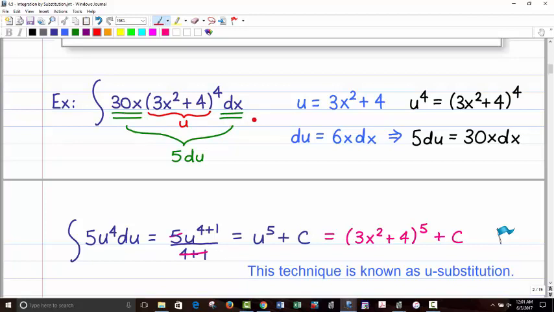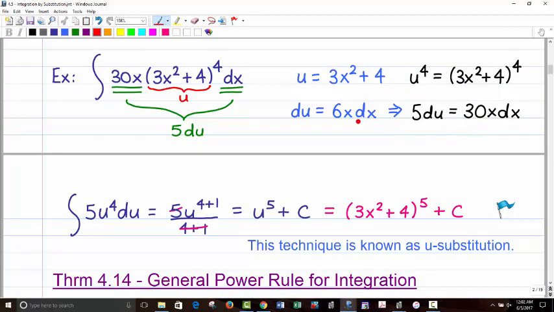So you could rewrite this if you wanted to and put the 30x there at the end with the dx. Remember, with antiderivatives and integrals, you can't bring variables outside the integral. You can never do that if it's the variable of integration, like in this case x. But you can move stuff around inside the integral. That's certainly fine. But if I needed 30x dx, I could multiply both sides by 5, because obviously 5 times 6 would be 30. So I would have this result right here: 5 du equals 30x dx.